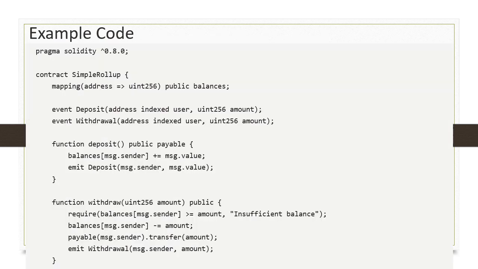Here is an example of a basic simple rollup contract written in Solidity. This contract includes a mapping for user balances and functions for depositing and withdrawing funds. Events are emitted for each transaction to ensure transparency and traceability. This is very basic code. You can easily understand it as we have done more advanced code in the previous videos.